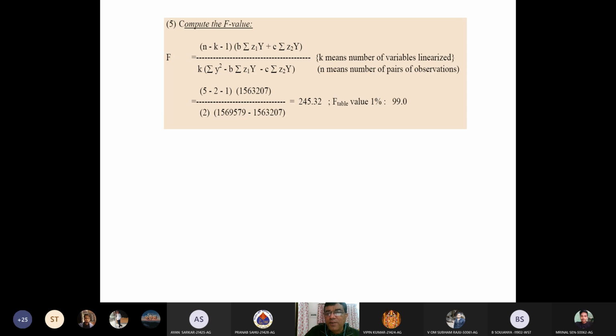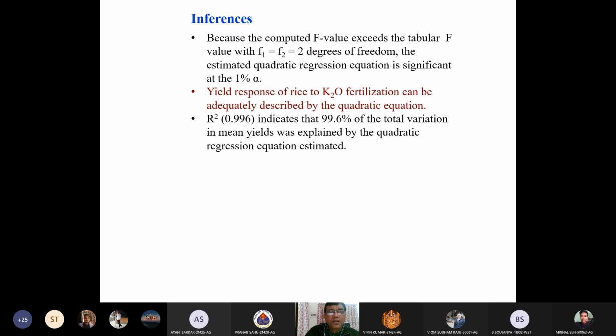Since it is significant at 1%, then definitely it is significant at higher levels of significance. That may be 5%, 2%, or any level. So the inference is: because the computed F value exceeds the tabular F value at 1 and n minus 2 degrees of freedom, the estimated quadratic regression equation is significant.